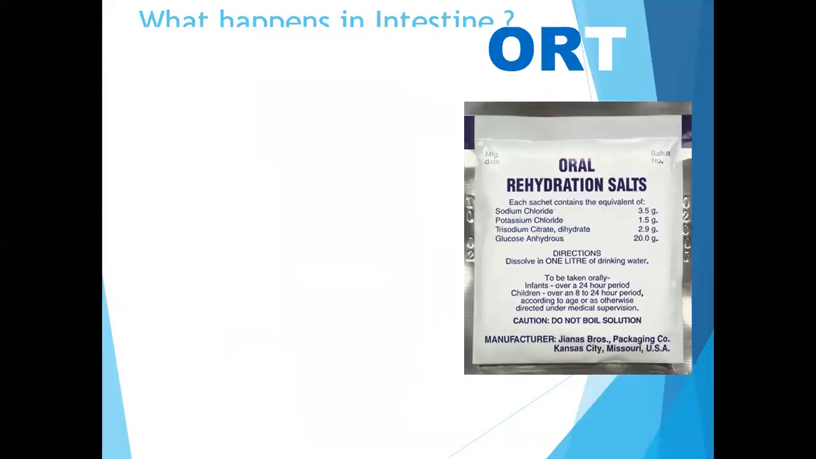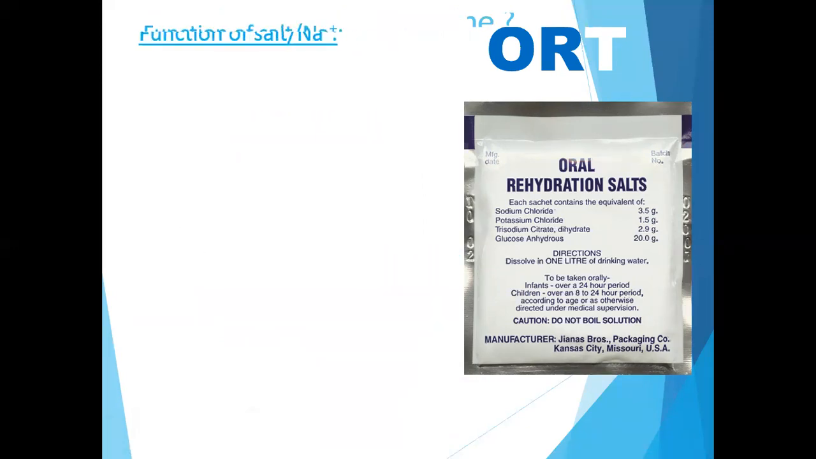Okay, so this is a picture of oral rehydration salts. You see that the main composition is the salt, sodium chloride. We also have potassium chloride, and then trisodium citrate, then also glucose. It's supposed to be added to 1 liter of drinking water and drunk the whole day. So what are the functions of each component?